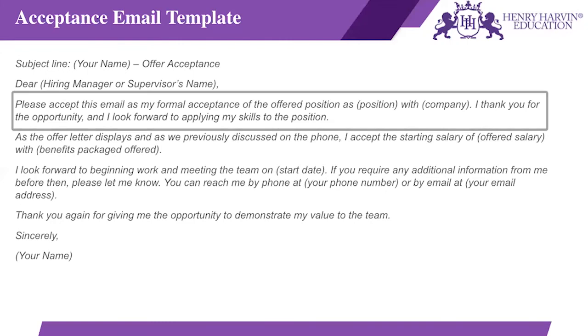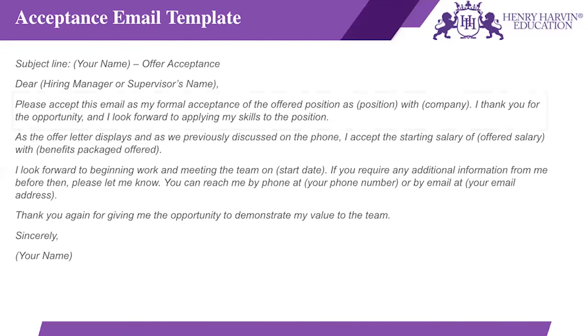I thank you for the opportunity and I look forward to applying my skills to the position. So here you're talking about accepting the offer, agreeing to each and every statement, and you're happy accepting this. As the offer letter displays, and we previously discussed on the phone, I accept the starting salary of whatever has been offered to you, or you can even mention the details if you discussed any. You're talking about the benefits, the package being offered, etc.